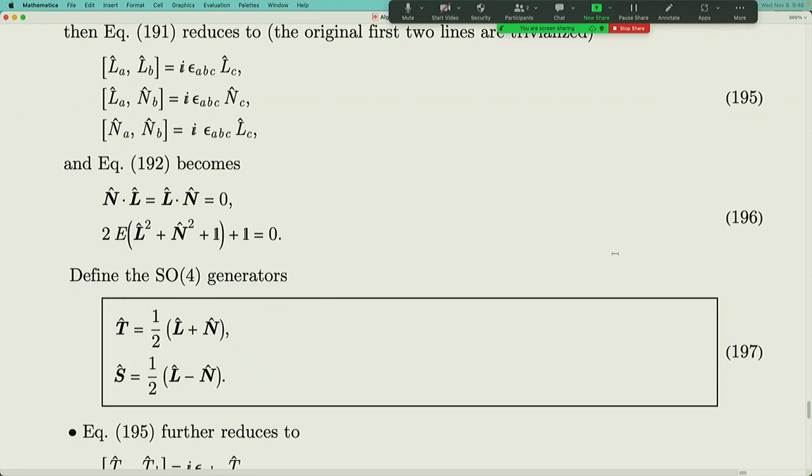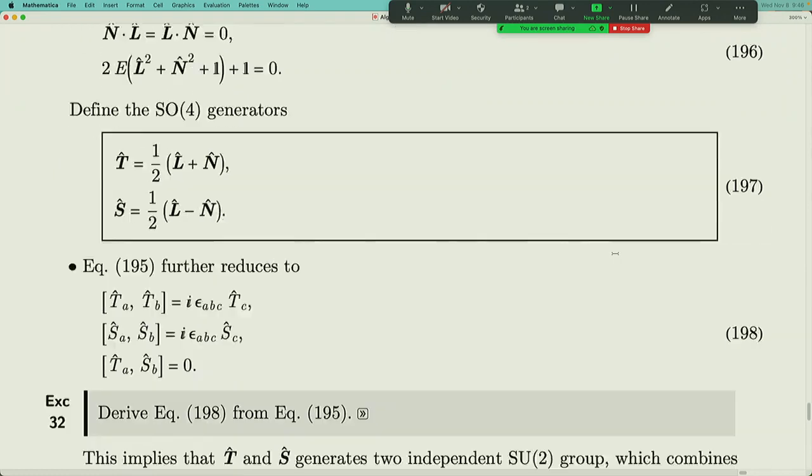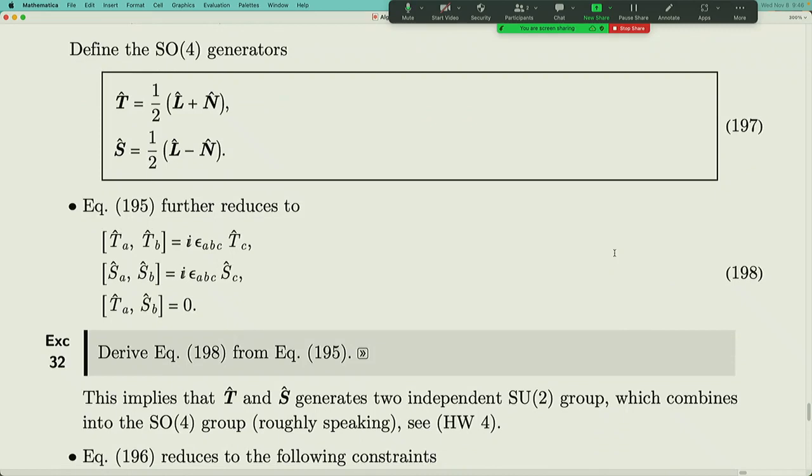So the summation divided by 2, T, is also a conserved quantity. S, the difference divided by 2, is also a conserved quantity. But by defining all this, the SO4 algebra finally emerges. That is what we have done in homework 4. That is, T and S indeed satisfy the SO4 group algebra.